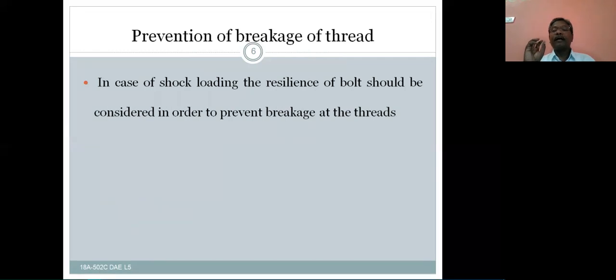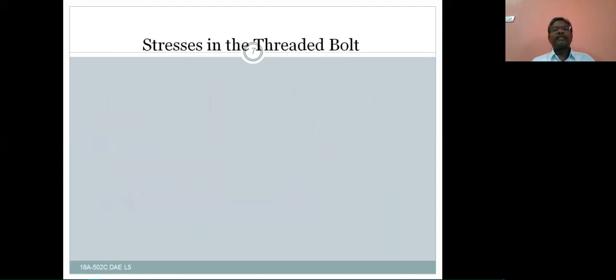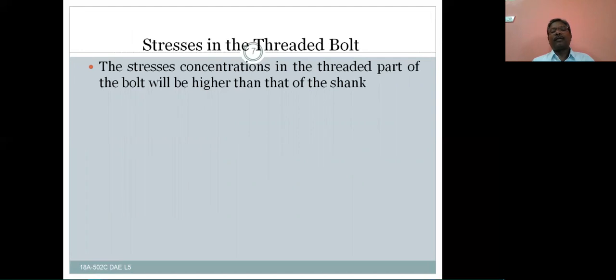That means the threaded portion will be the weakest part of the bolts. So the effect of these impulsive loads applied axially is concentrated on the weakest part of the bolt, that is the cross-sectional area at the root of the threads, right? That means all these impulsive forces are going to be concentrated at the weakest part, that is at the root diameter, right? So here you can see what stresses are acting.